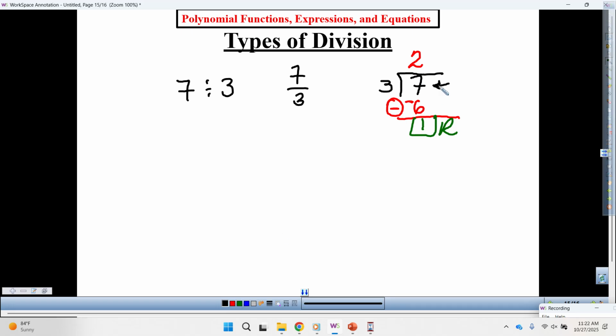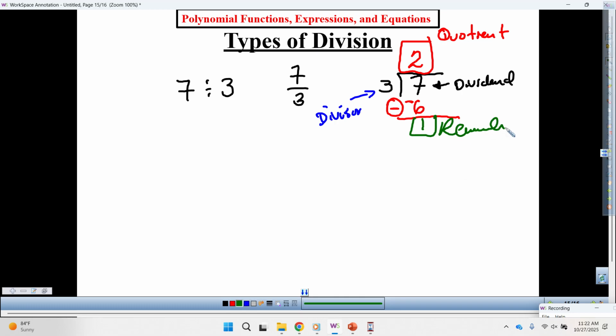So in case you forgot, here go the names. This is called the dividend. This one over here is called the divisor. What was the answer to this division? This. The answer to the division is known as the quotient. And of course the R is called the what? Remainder. Remainder.